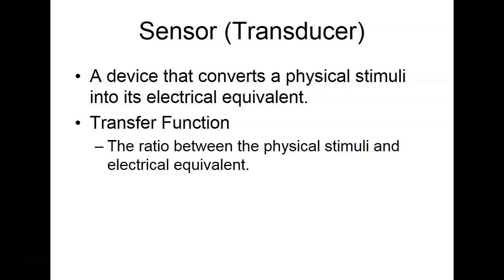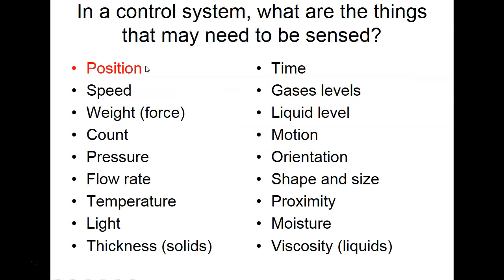So a sensor, this is going to be on just about every start. It's about converting a physical stimulus into an electrical equivalent. And then we're going to look at something called the transfer function. It's the ratio between the physical stimulus and the electrical equivalent. So physical stimulus in, electrical equivalent out. It's a ratio, which means we divide, right?